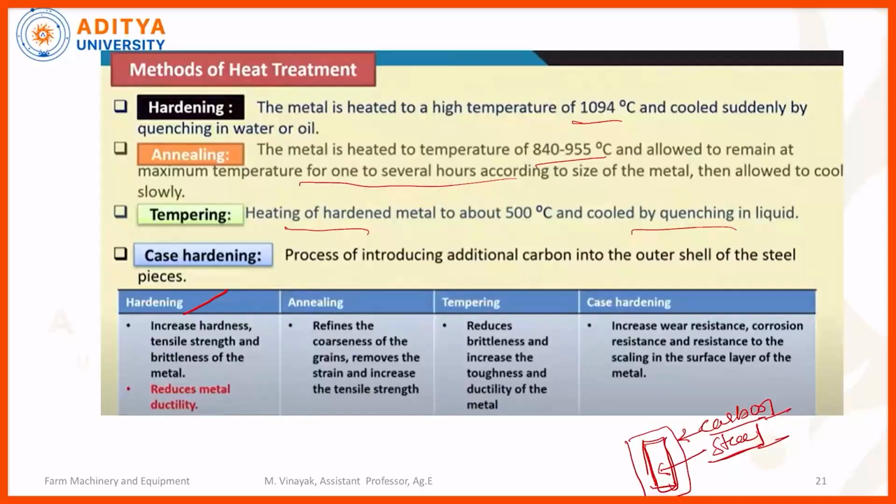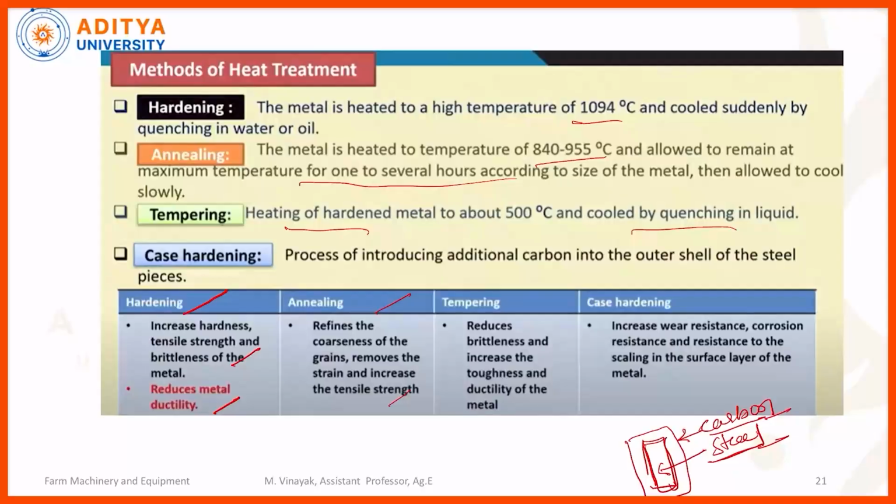Hardening increases the hardness, tensile strength and brittleness of the material, and reduces the material ductility. Coming to annealing, it refines the coarseness of the grains, removes the strain and increases the tensile strength of the material.